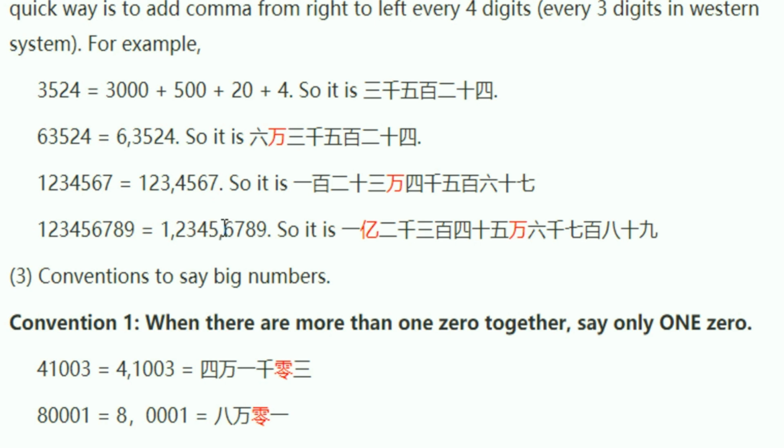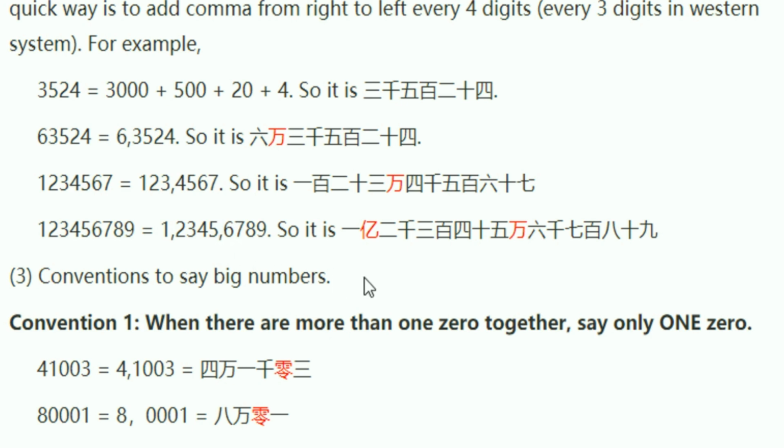So 2 commas. The first comma from the right is 万. The next one would be 亿. So this number is 1亿2345万6789. Because this comma means 万, then you just say 6789. So from this you can see you count to 万 first, then you count to 亿. When you see the first comma, you say it is 万, and when you see the second comma, it is 亿.